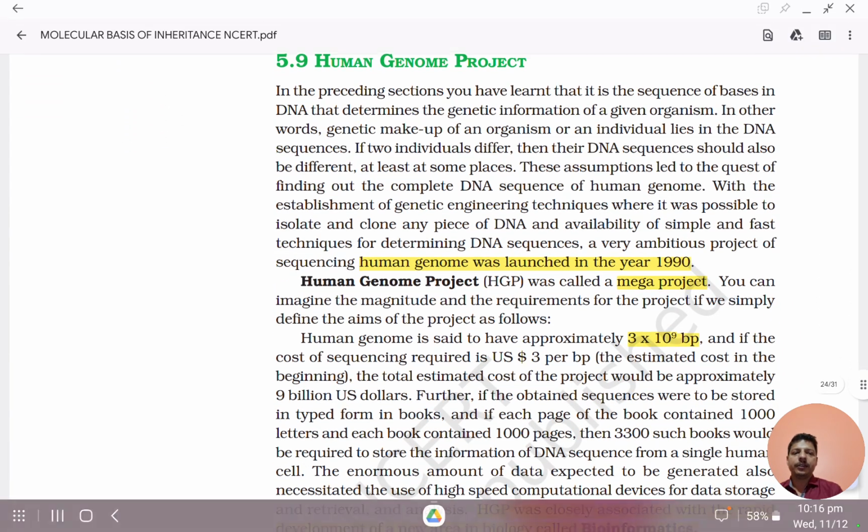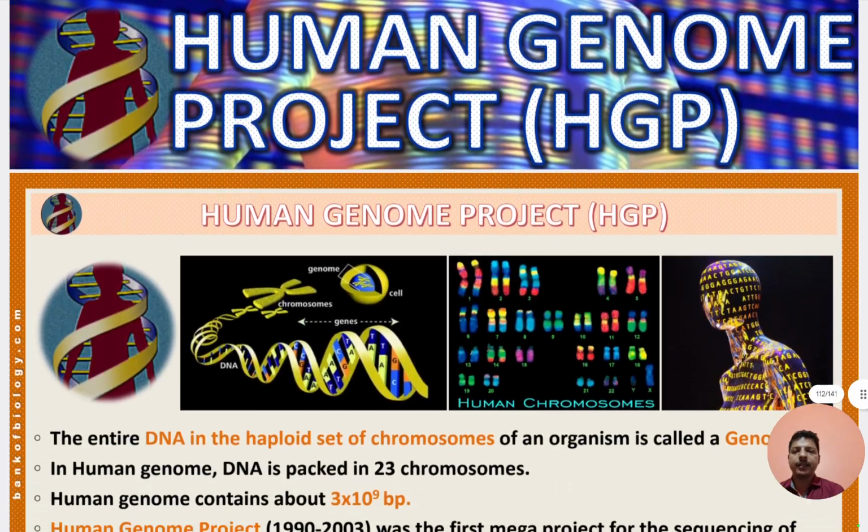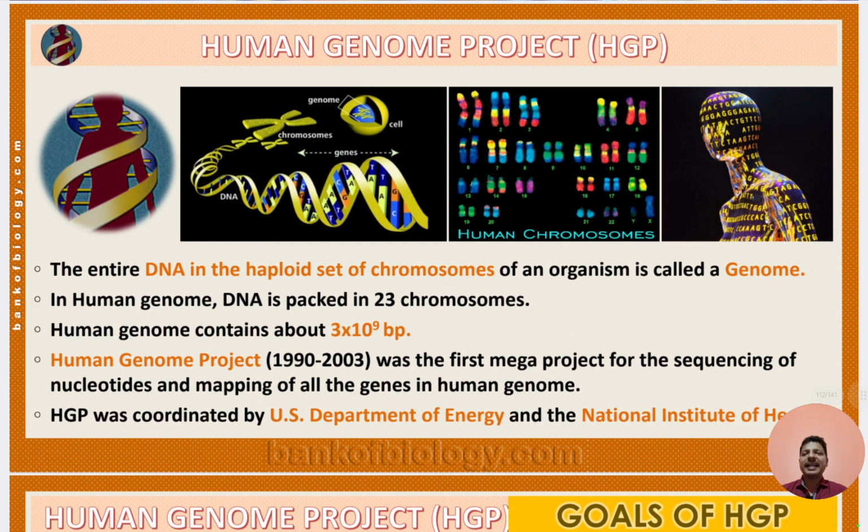Human Genome Project. Let's see your PDF. Here you can see the entire DNA in the haploid set of chromosomes of an organism is called a genome. In the human genome, DNA is packed in 23 chromosomes. The human genome contains about 3 times 10 to the power 9 base pairs. The Human Genome Project, from the 1990s to 2003, was the first mega project for sequencing the nucleotides and mapping all the genes in the human genome.